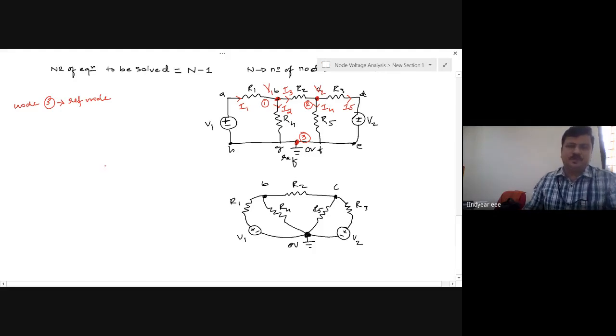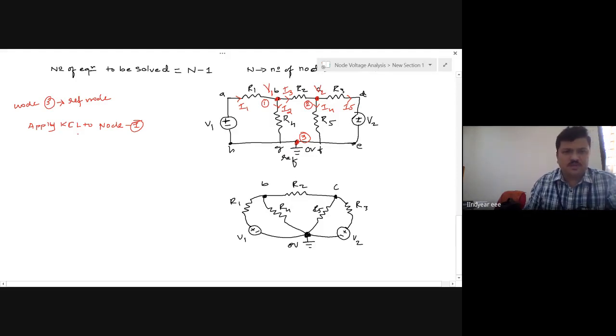Now apply KCL to node 1. Apply KCL to node 1. Now, the potential at node 1 is V1, which is unknown. Potential at node 2 is V2. Potential at ground is 0.